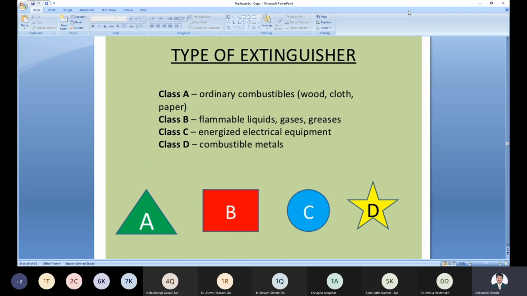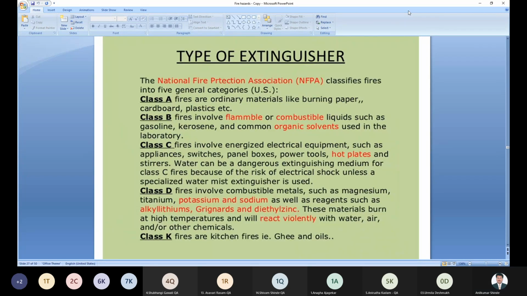Then different types of extinguishers can be used depending upon what type of combustible material is there and what type of fire it is. Class A fire, we have seen, is wood, cloth or paper; class B is flammable liquids or gases; class C is electrical equipment; and class D is combustible metals. These are the different classes. So depending upon the class, we can use different types of fire extinguishers and control the fire with the help of these materials.